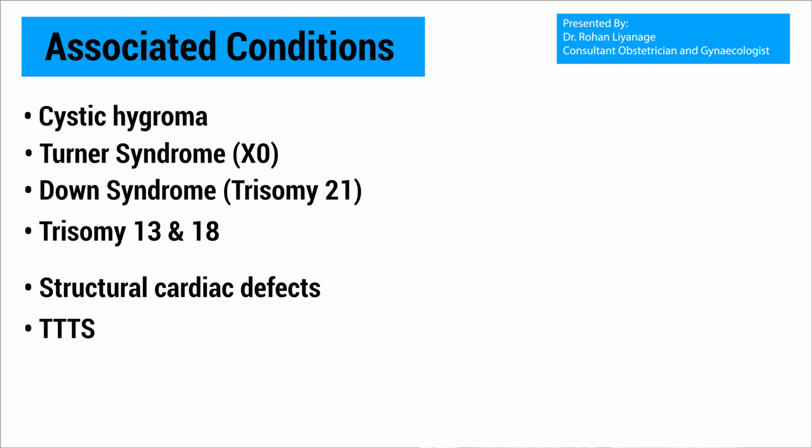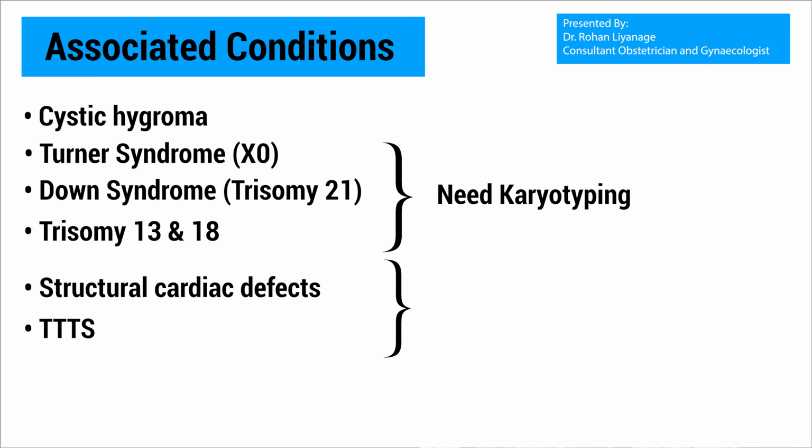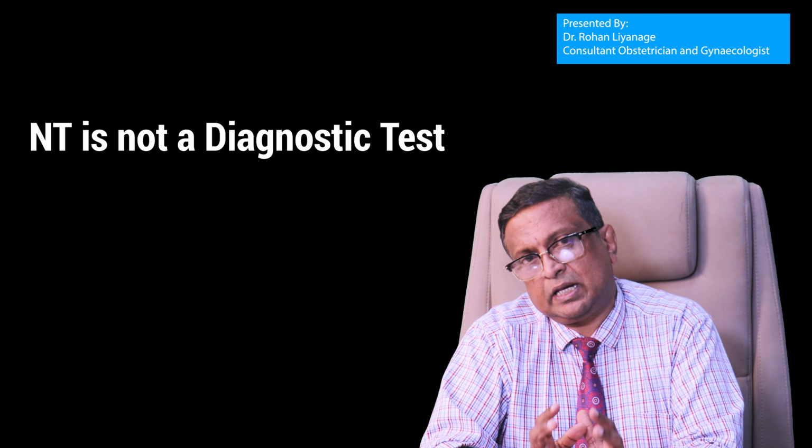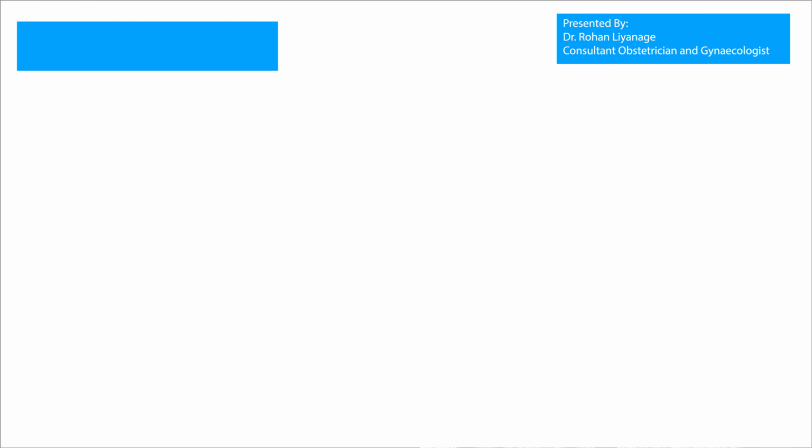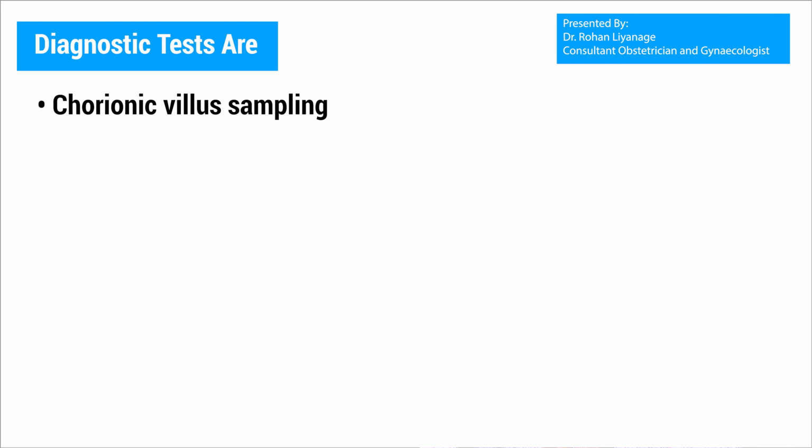So out of these, Turner syndrome, trisomy 21, trisomy 18 and 13, in all these cases we have to do the karyotype to come to a proper diagnosis. And for the structural cardiac defects and twin transfusion syndrome, we have to do fetal echocardiography. NT is not a diagnostic test. We do NT, and if we detect any abnormality, then we have to go for a diagnostic test. Chorionic villus sampling, amniocentesis, and all these things are the diagnostic tests.